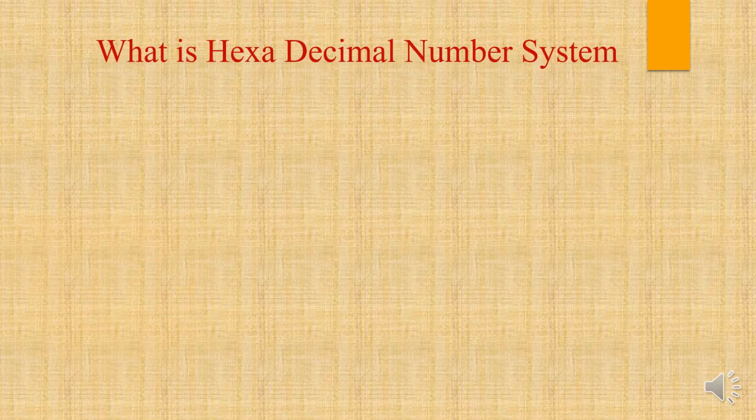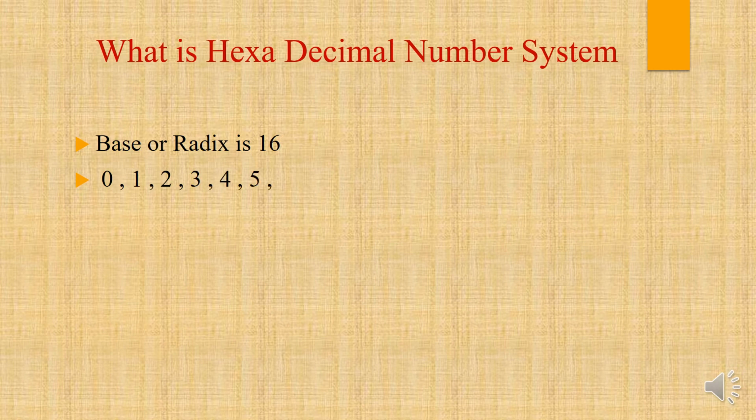What is the hexadecimal number system? The base or radix of the hexadecimal number system is 16. The hexadecimal number system is a number system that uses 16 distinct symbols to represent any number, and these symbols are 0, 1, 2, 3, 4, 5, 6, 7, 8, 9. These are the digits or symbols, and then we use the alphabets A, B, C, D, E and F.